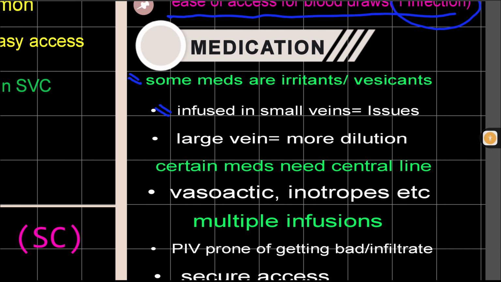We normally don't give like 60 mEq, or it depends, 80 mEq of KCl peripherally. We do need to have a central line because KCl is very irritant to the veins. So no, you have to have a central line. Next, I want you to understand that a large vein means more dilution, more volume. You can give it especially in an urgent situation or to critically ill patients.